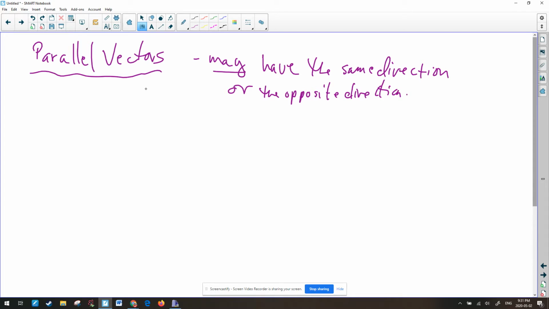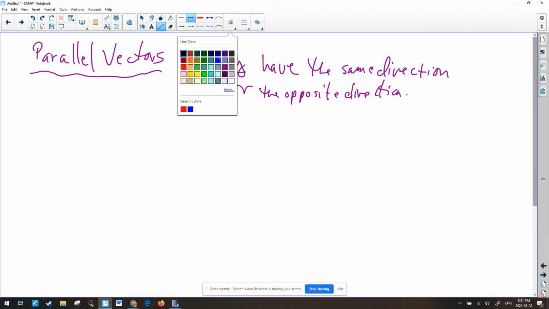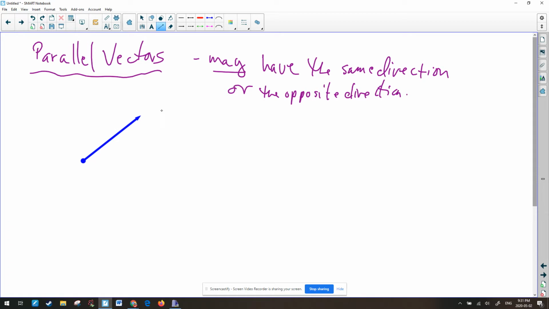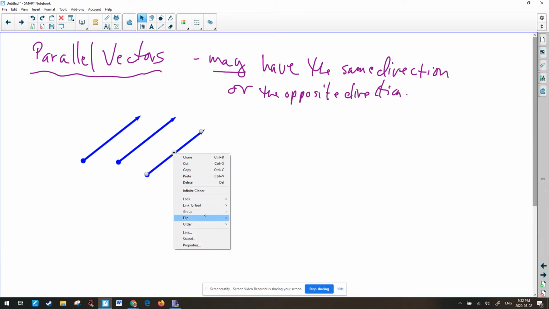Okay, so that would look like, grab a vector here. I like blue. I think that's blue. So there's a vector, and if I clone that, that's going to be parallel. But not only that, this is why I do this in Smart Notebook, because it's pretty much designed for this. That one is now parallel as well, in spite of the fact it's in the exact opposite direction, right? So these two are parallel because they're clones of one another, and this is a clone as well, but it's going the opposite direction. So those are all parallel vectors.